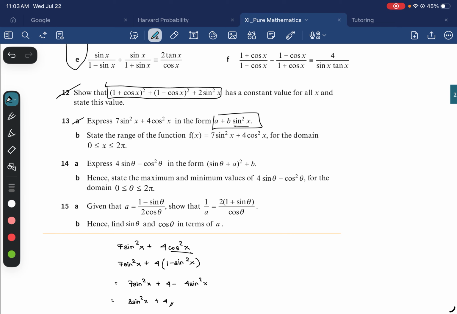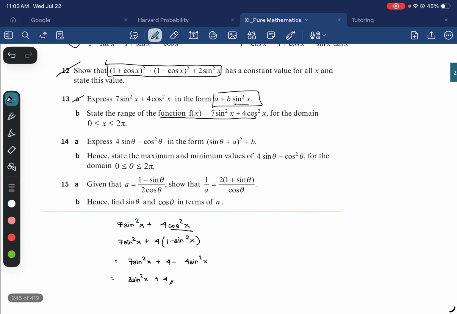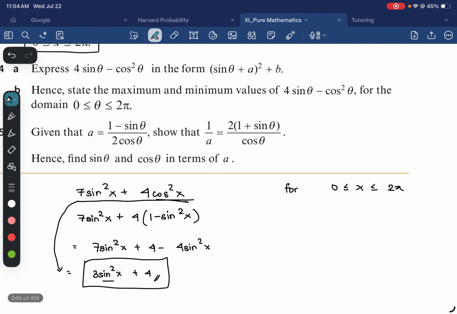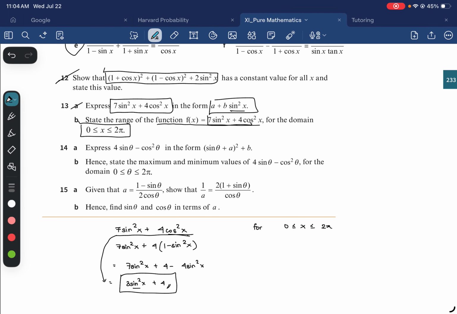B says state the range of this function for the domain. So we already expressed this as this, right? For the domain 0 to 2 pi. So now, for 0 to pi, we have sine x here. This was the function that we started with. We simplified it to this. And now, instead of looking at this, we are going to look at the simplified version: 3 sine squared x plus 4.